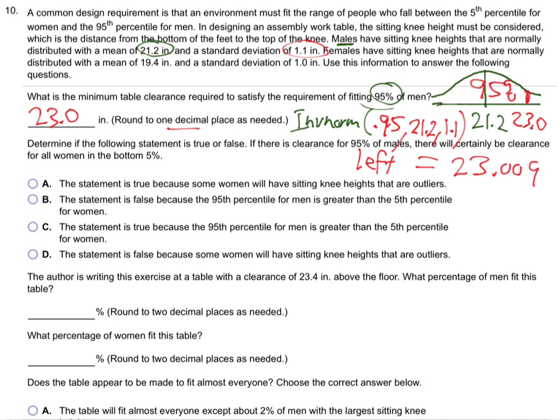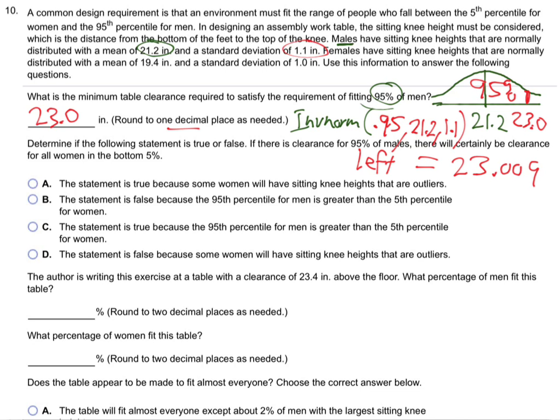And then down here, determine if the following is true or false. There will certainly be clearance for all women in the bottom 5%. Is that true or false? So if you make this table, so the table height is 23 inches, which means it covers 95% of men, it will certainly cover the tiny women in the bottom 5%. Well, yeah. They're tiny women. Yeah, they're going to be smaller than big men.